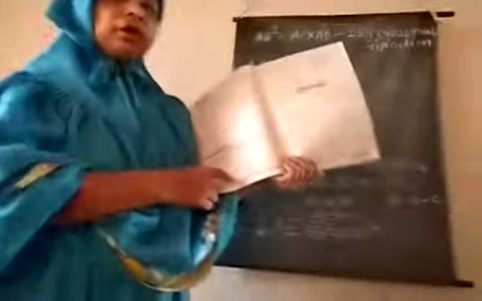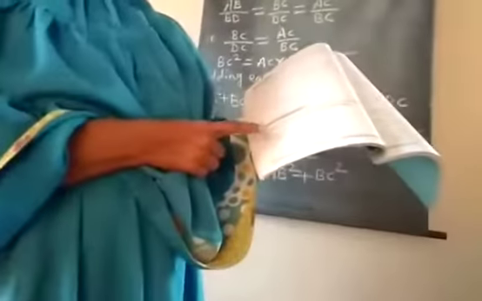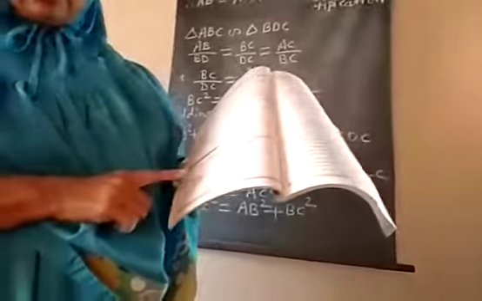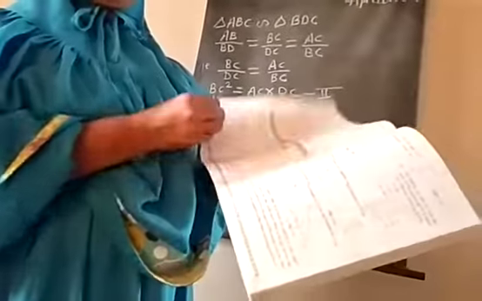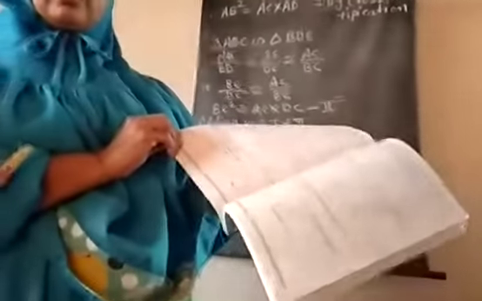Now, the next theorem is the converse of Pythagoras theorem. You write this converse theorem from the textbook in your classwork notebook. Complete this converse theorem in your notebook from the textbook. Also the solved examples, all the solved examples from page numbers 36, 37 and 38. Write all solved examples from the textbook and complete them in your classwork notebook.